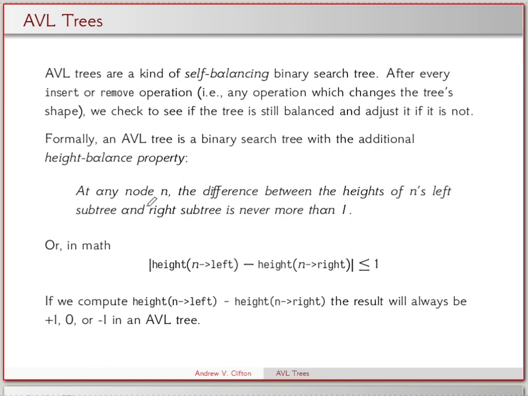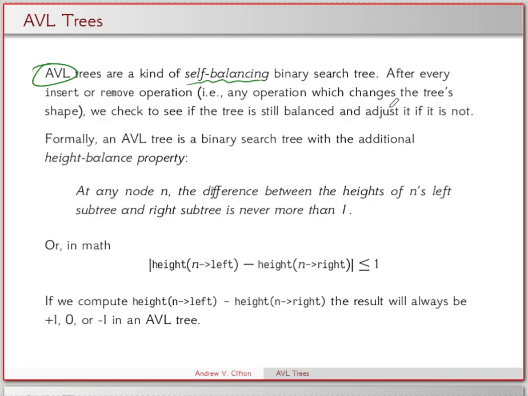All right, hello everybody. So we're going to look at two kinds of self-balancing binary search trees, and the first one is called AVL trees. AVL is like the creator's initials. I can't remember their names. It's like Russian or something like that. Anyway, so AVL trees are a kind of self-balancing binary tree.